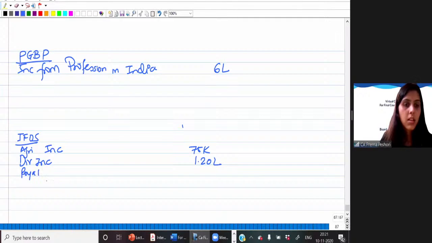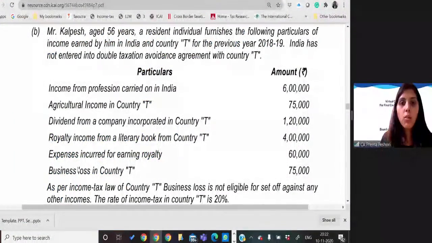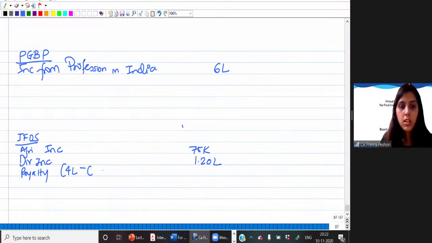Expenses incurred for earning royalty, 60,000. Why am I allowing deduction of expenditure here? Why am I not taking it on a gross basis at the rate of 10% under 115A? Any reason? Why am I taking the royalty on net basis and not the gross basis? What do you think is the reason?